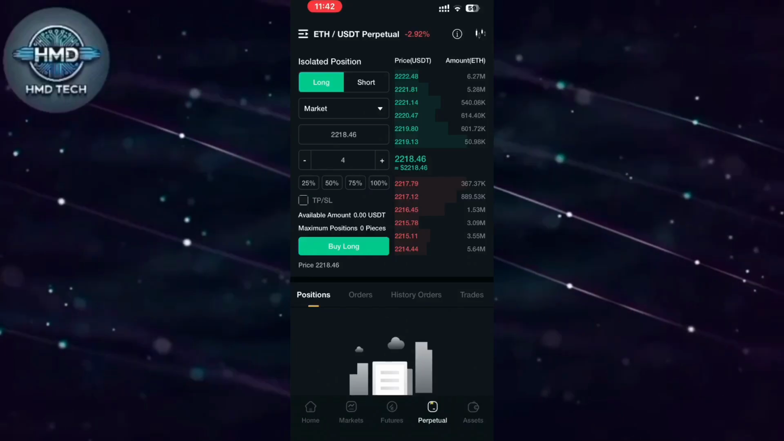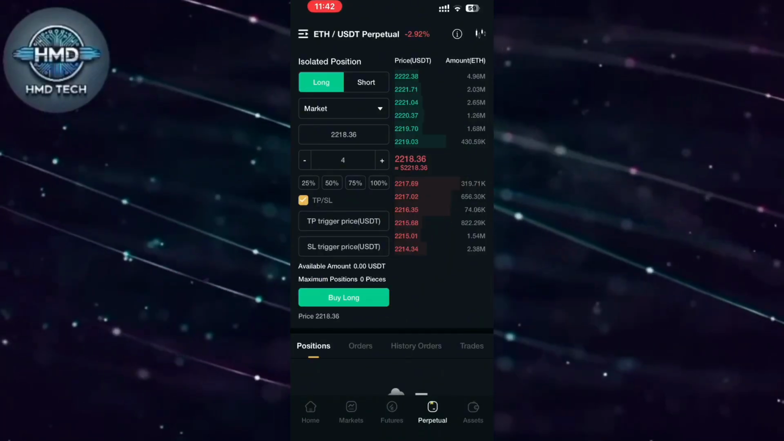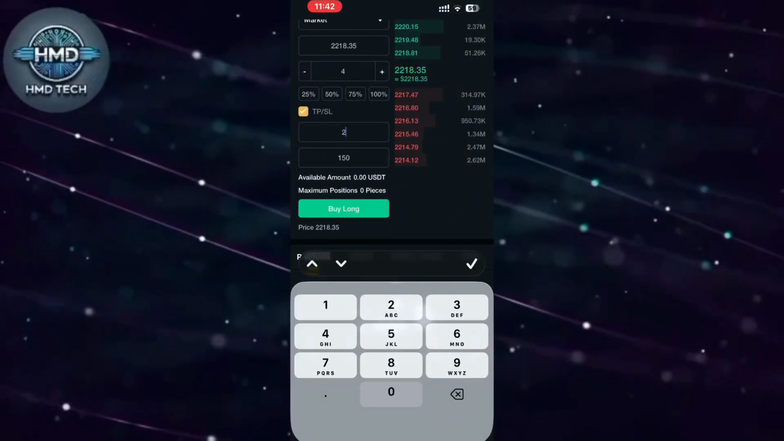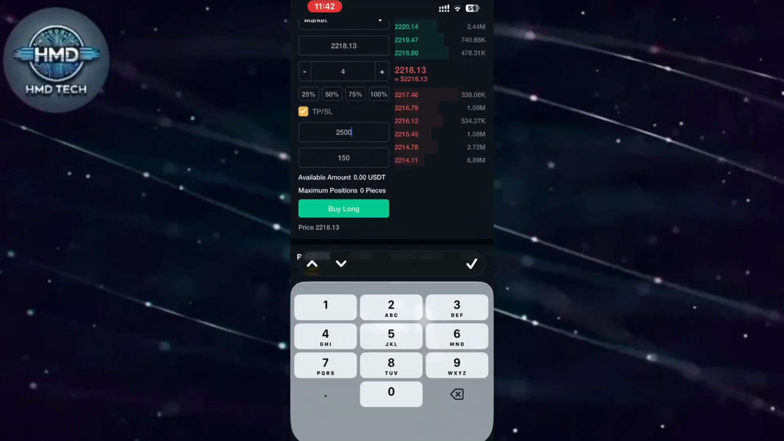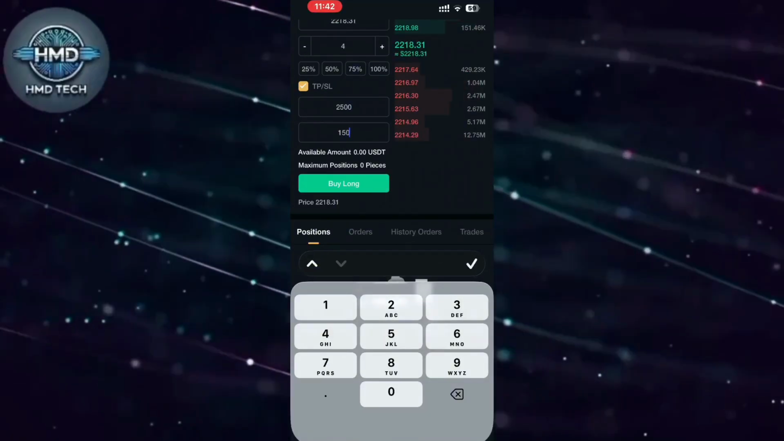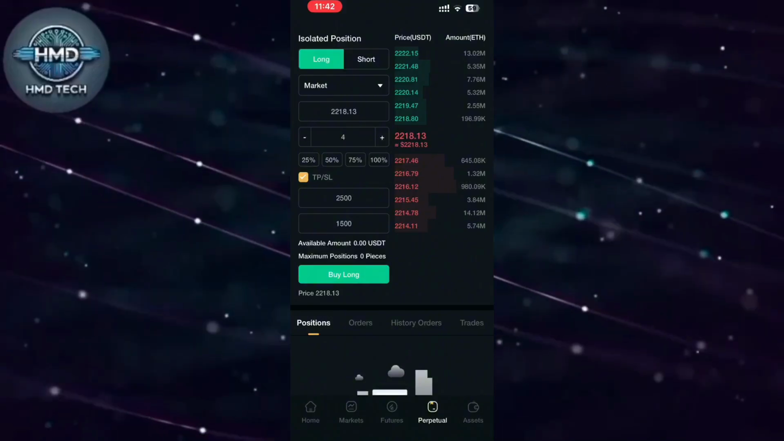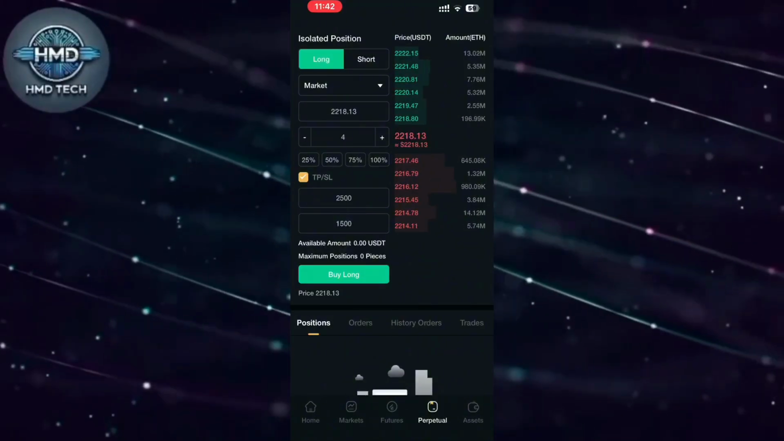Take profit automatically closes your trade in profit, while stop loss automatically closes your trade to limit loss. What appears is TP trigger price and SL trigger price. Enter prices for both sections and make sure it's above how much you want to trade. Skipping this is how people lose money fast. No SL means unlimited downside, and no TP means missed profits.